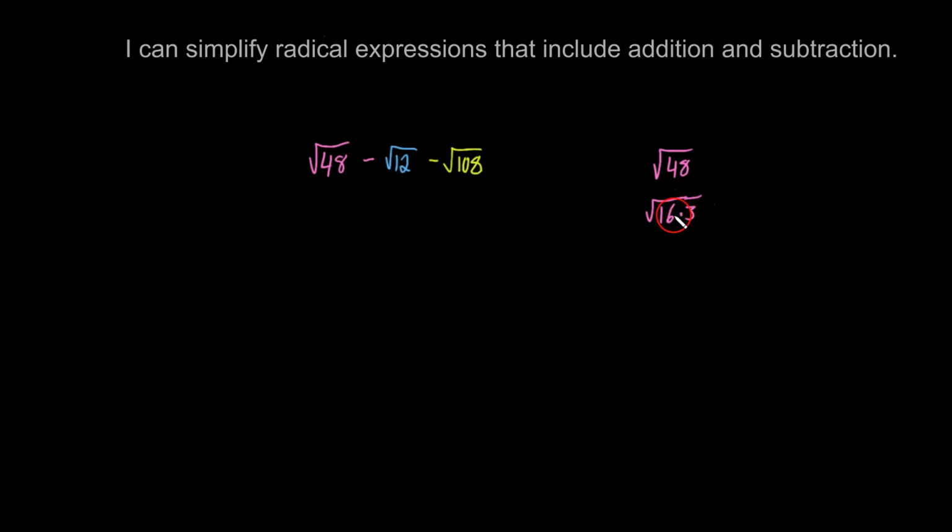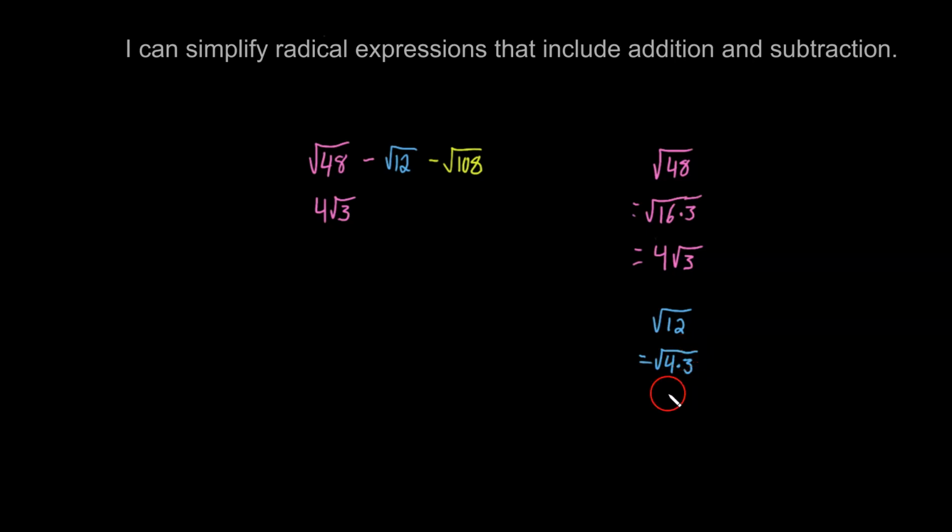And 16 is a perfect square. And the square root of 16 is 4, so this is equal to 4 times the square root of 3. So the square root of 48, let's write 4 square roots of 3 right here. And well, we also know, let's simplify the square root of 12. Well, the square root of 12 is equal to the square root of 4 times 3.